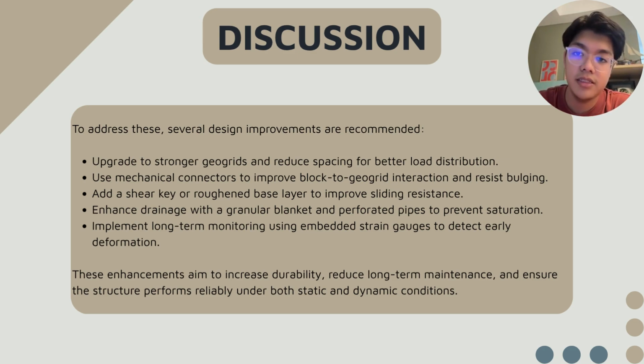Okay, to address these failure mechanisms, several design improvements are recommended. Some of them are to upgrade to stronger geogrids and reduce spacing for better load distribution. Use mechanical connectors to improve block to grid interaction and resist bulging. Add a shear key to roughen base layer to improve slide resistance. Enhance drainage with a granular blanket or perforated pipes to prevent saturation. And lastly, implement long-term monitoring using embedded strain gauges to detect early deformation.